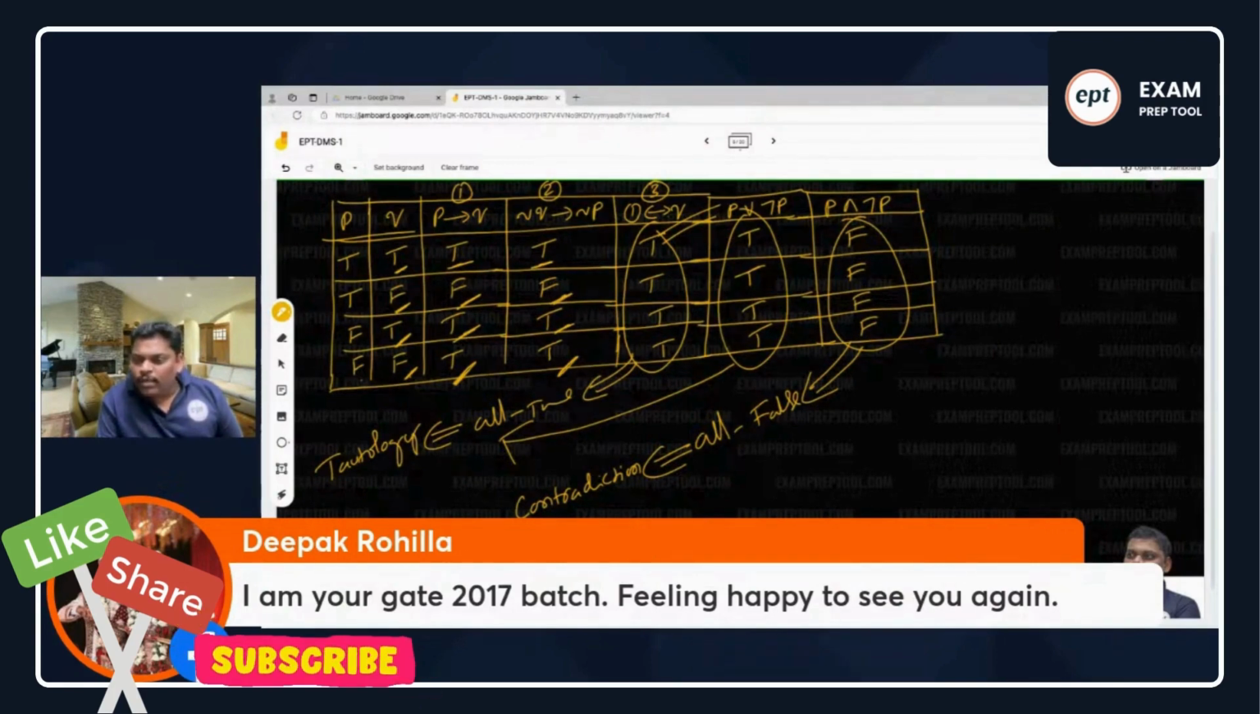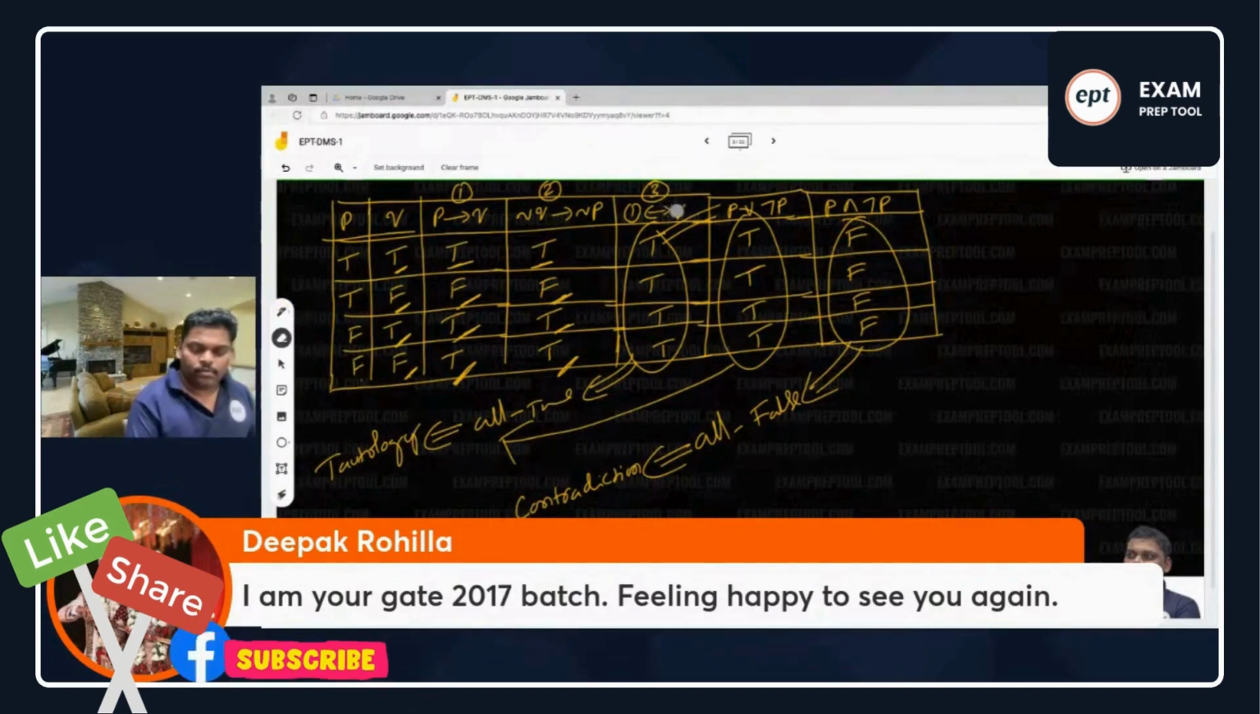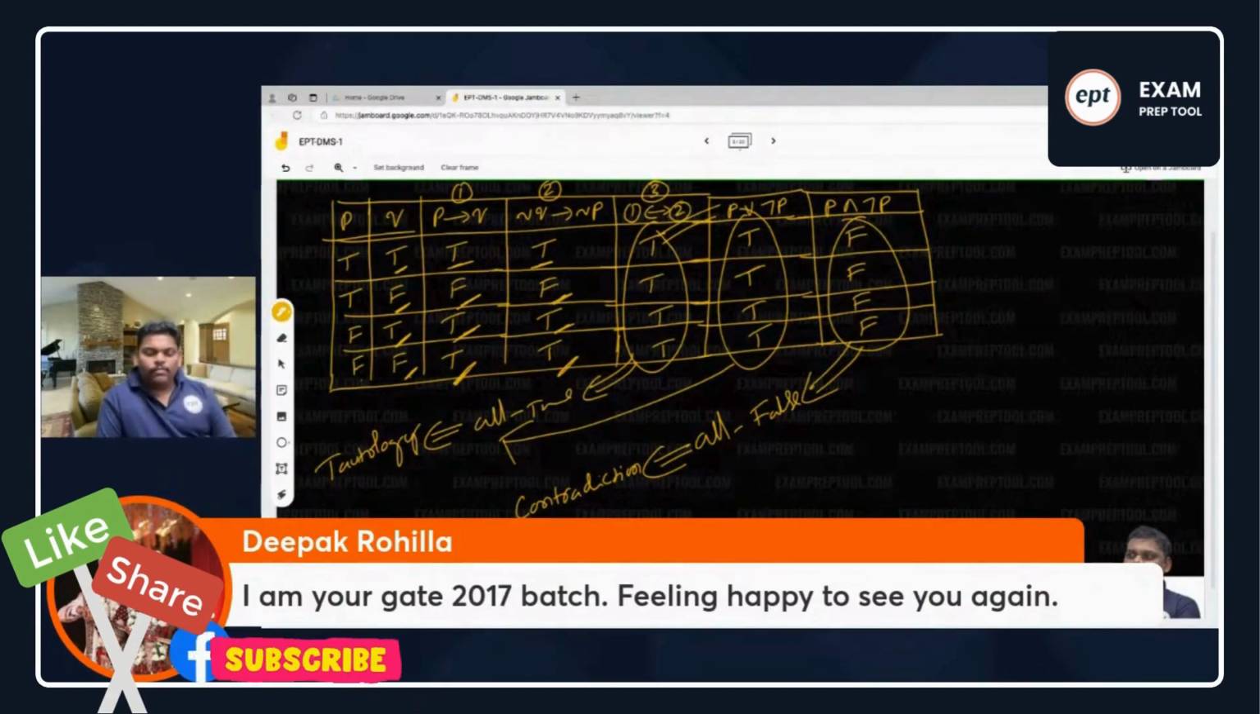Sir, one query: P double implies Q means... Sir, the column name is wrong. Sorry for this one. One double implies two. It is not Q, it is two. One double implies two.